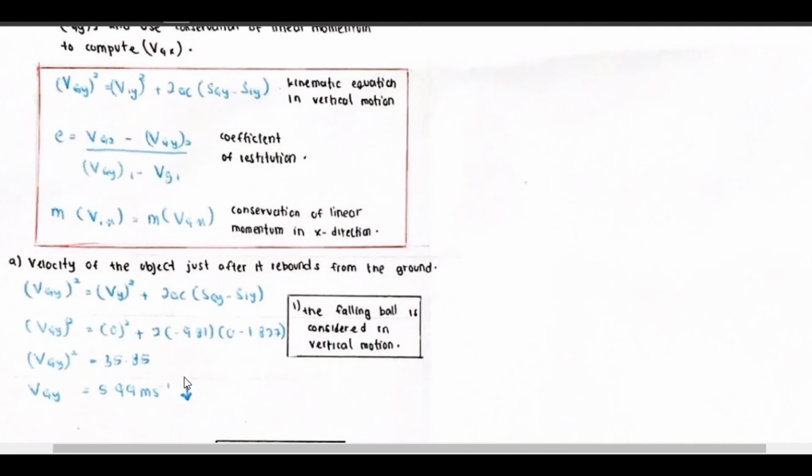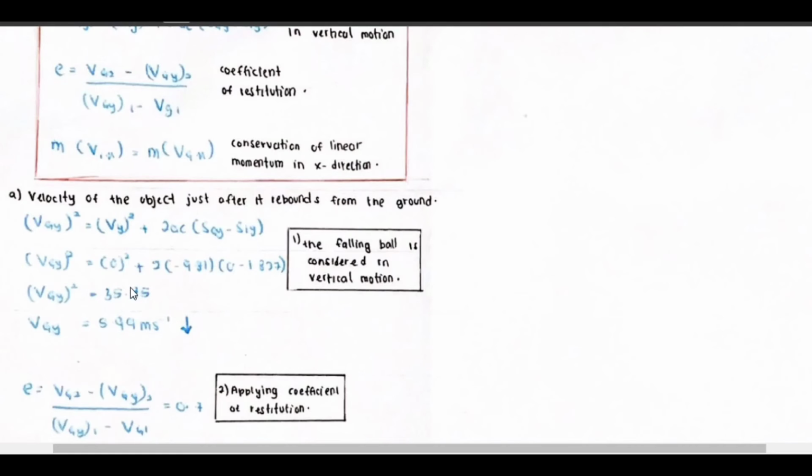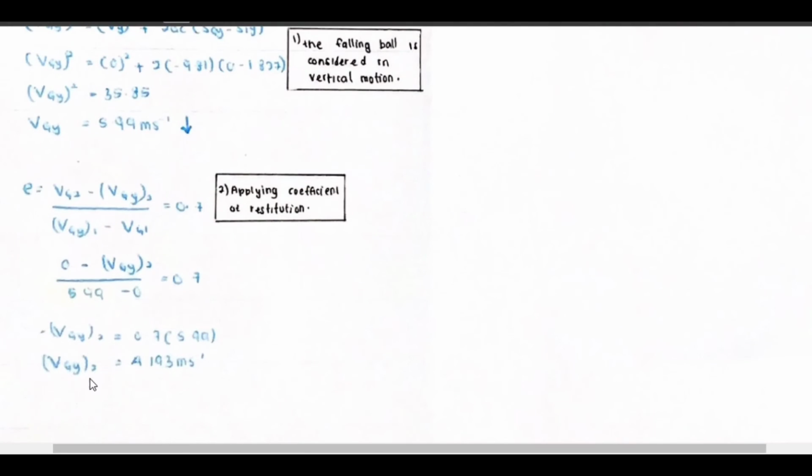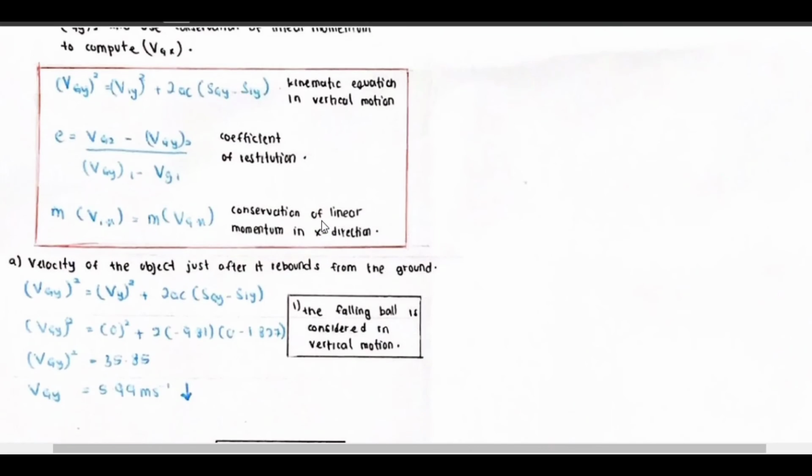The direction is downward because the ball is falling in vertical motion. Next step is we apply the coefficient of restitution. We use 0.7, and we already got VGY, which is 5.99 meters per second. Then we substitute these values into the formula, and we get VGY2 equal to 4.193 meters per second.